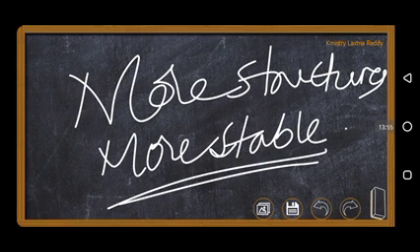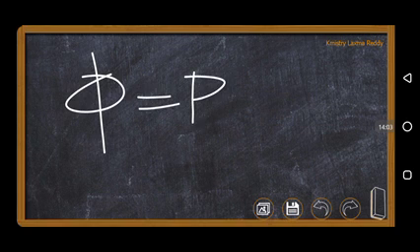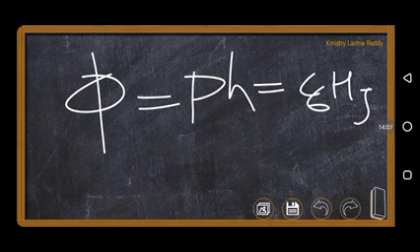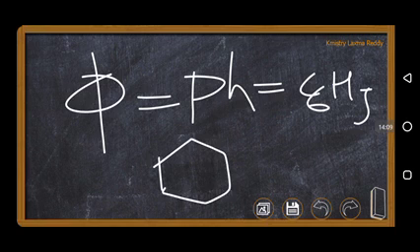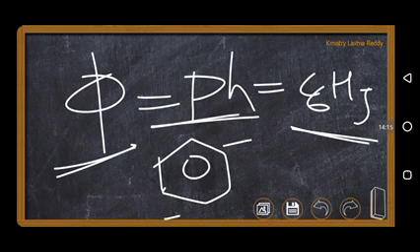So the more resonance structures there are, the more the stability will be. Have a look at this. This is the phenyl symbol, Ph. It is nothing but C6H5, the benzene ring. Some books mention it like this: Ph or C6H5 or the benzene ring. All the meanings are the same.